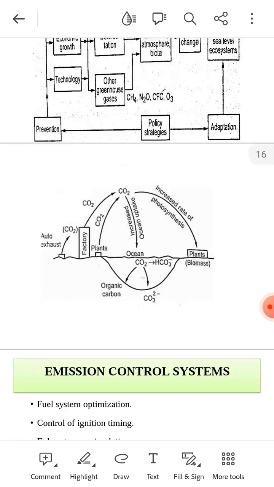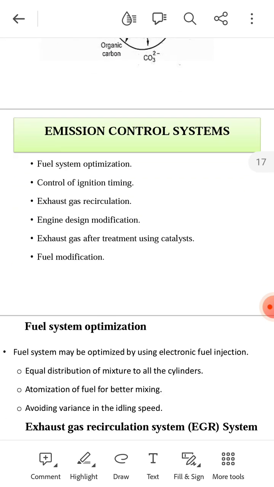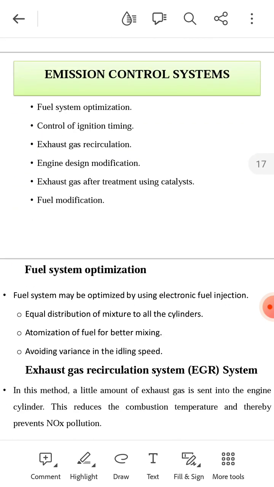The emission control systems: fuel system optimization, control of ignition timing, exhaust gas recirculation, engine design modification, exhaust gas after treatment using catalysts, and fuel modifications. The fuel system may be optimized by using electronic fuel injection, equal distribution of mixture to all the cylinders, automation of fuel for better mixing, and avoiding variance in the idling speed.